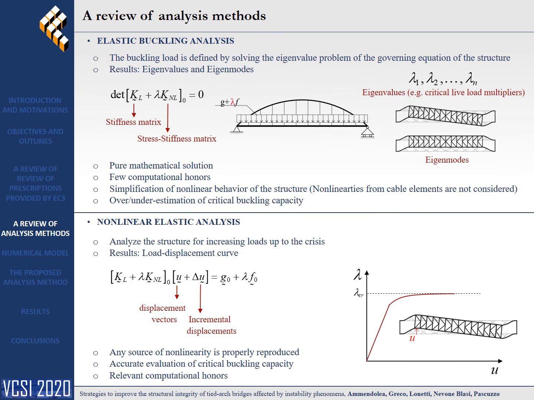Alternatively to the simplified method proposed by Eurocode 3, the nonlinear behavior of a tied arch bridge may be investigated by using numerical analysis. In particular, two different analyses can be adopted. The first is the traditional elastic buckling analysis, and the second is the nonlinear elastic analysis. The elastic buckling analysis is based on an eigenvalue solution obtained starting from the linearized deformed configuration of the structure. This method evaluates the eigenvalues, which represent the critical load multiplier of the structure, and the corresponding eigenmodes or critical buckling shapes. The elastic buckling analysis requires low computational effort.